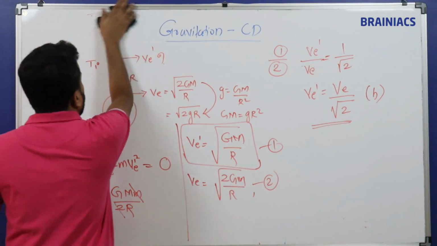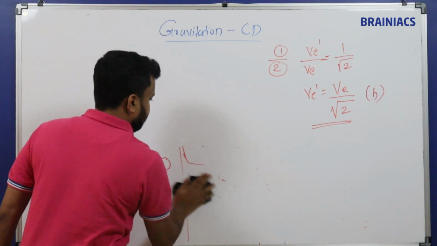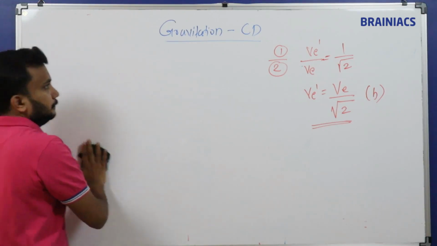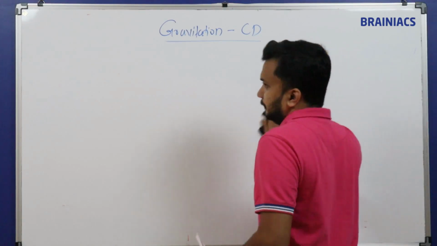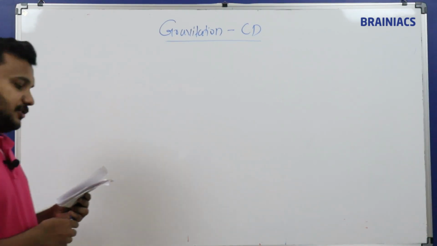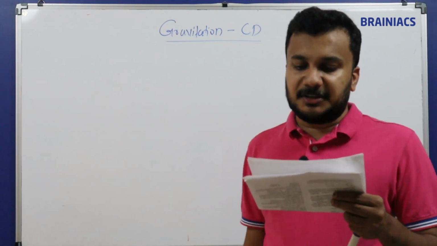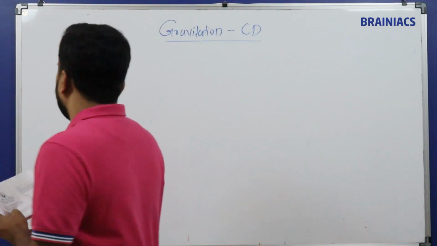Fine. We'll move to the next question. Next one is our 8th question. A body of mass m is situated at a distance equal to 2R, radius of earth, from the earth surface. The minimum energy required to be given to the body so that it may escape out from the gravitational field.